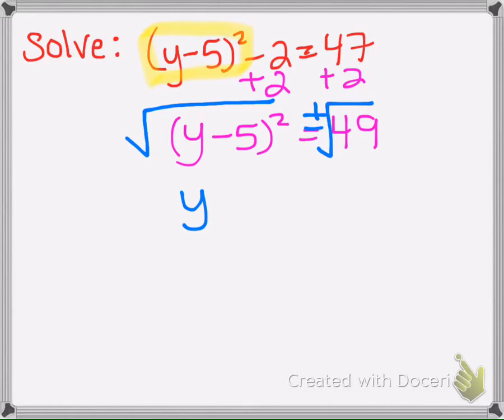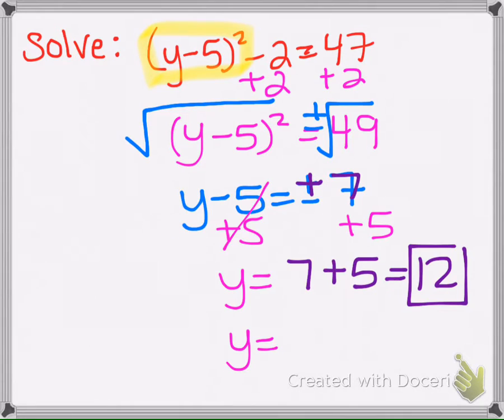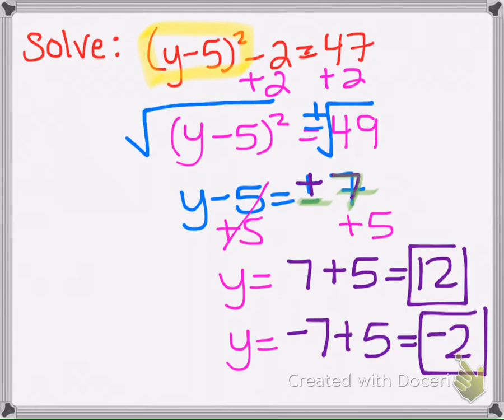And remember, when we put in a square root into a problem, we have to put plus or minus. Square root of 49 is 7. And now we're going to add 5. So our two answers are positive 7 plus 5, so 12, and then negative 7 plus 5, which is negative 2. So our solutions are 12 and negative 2.